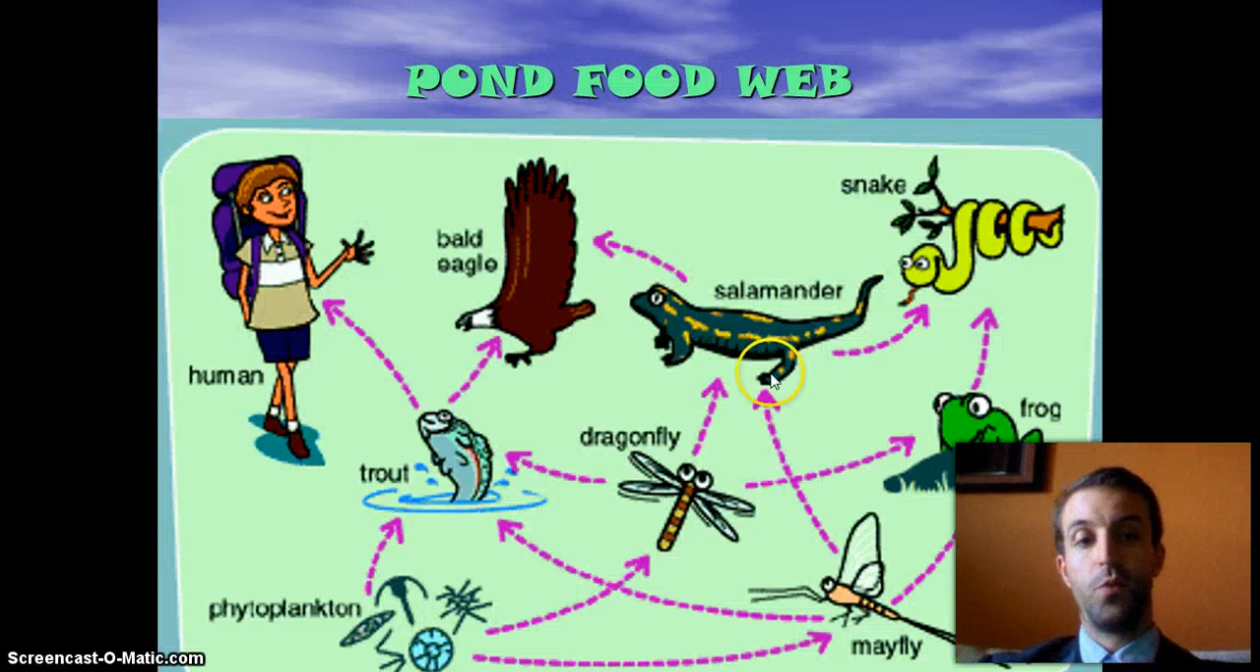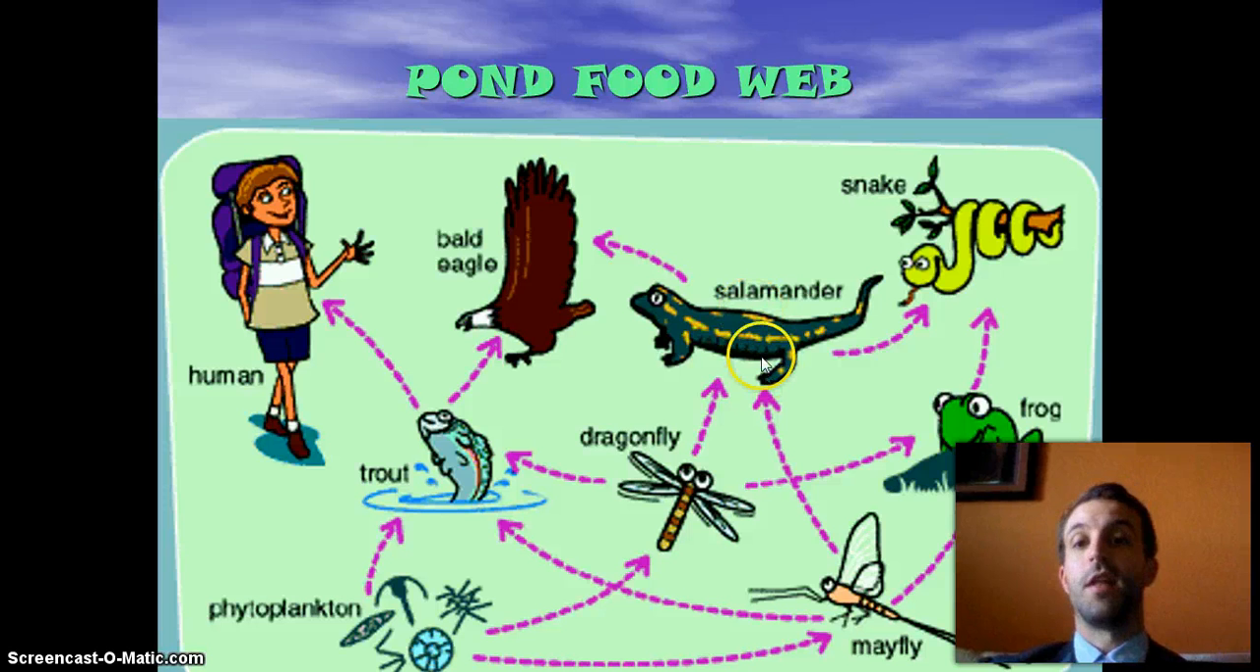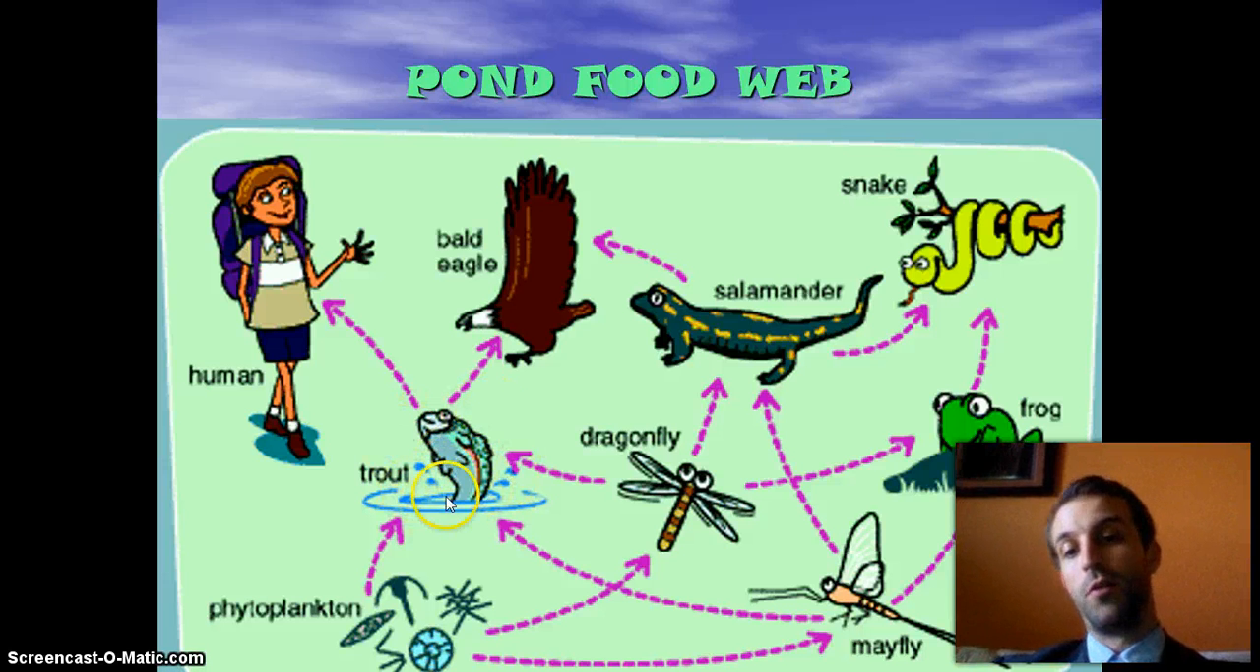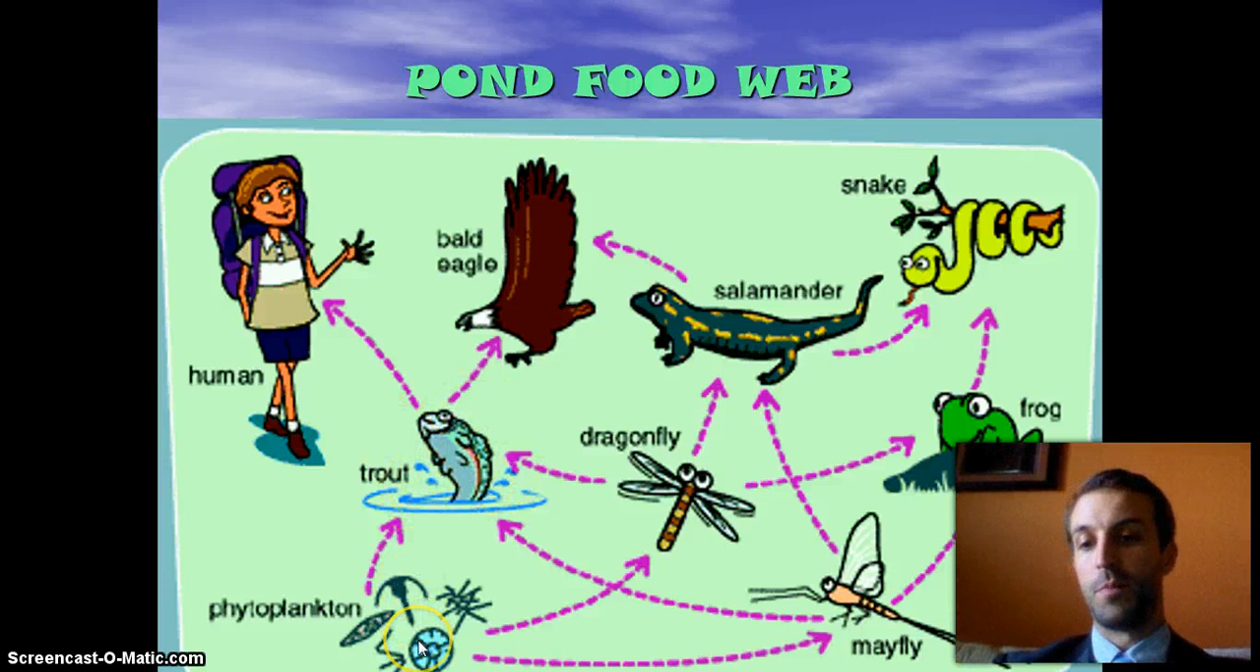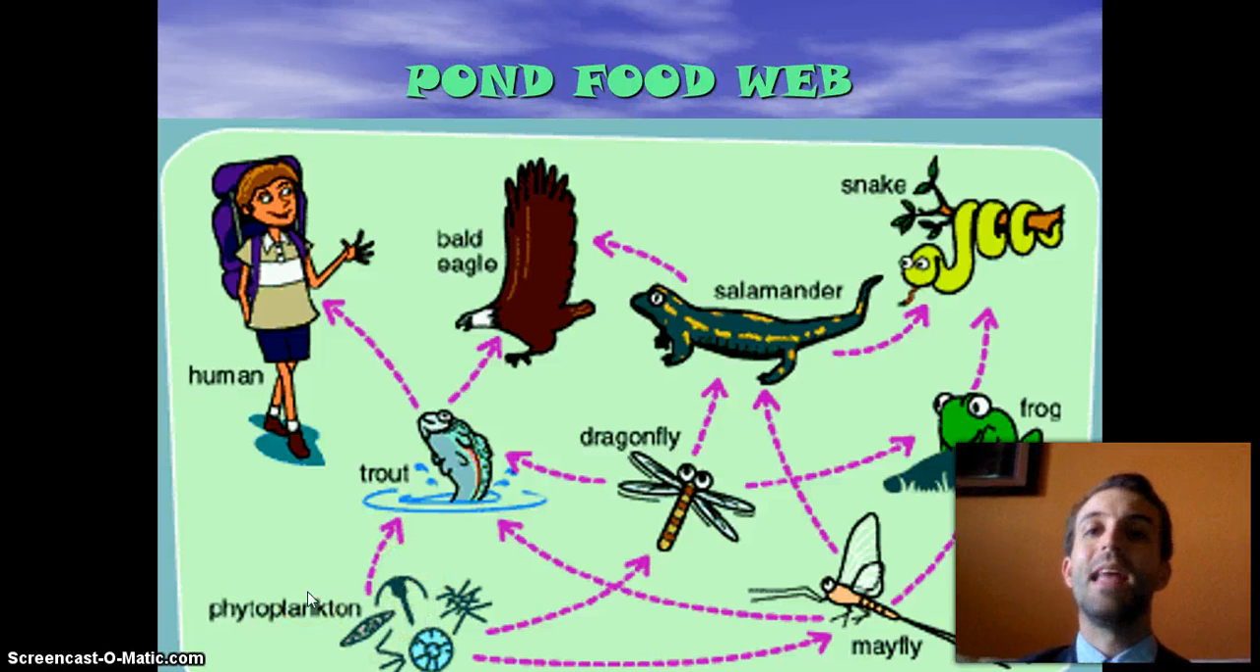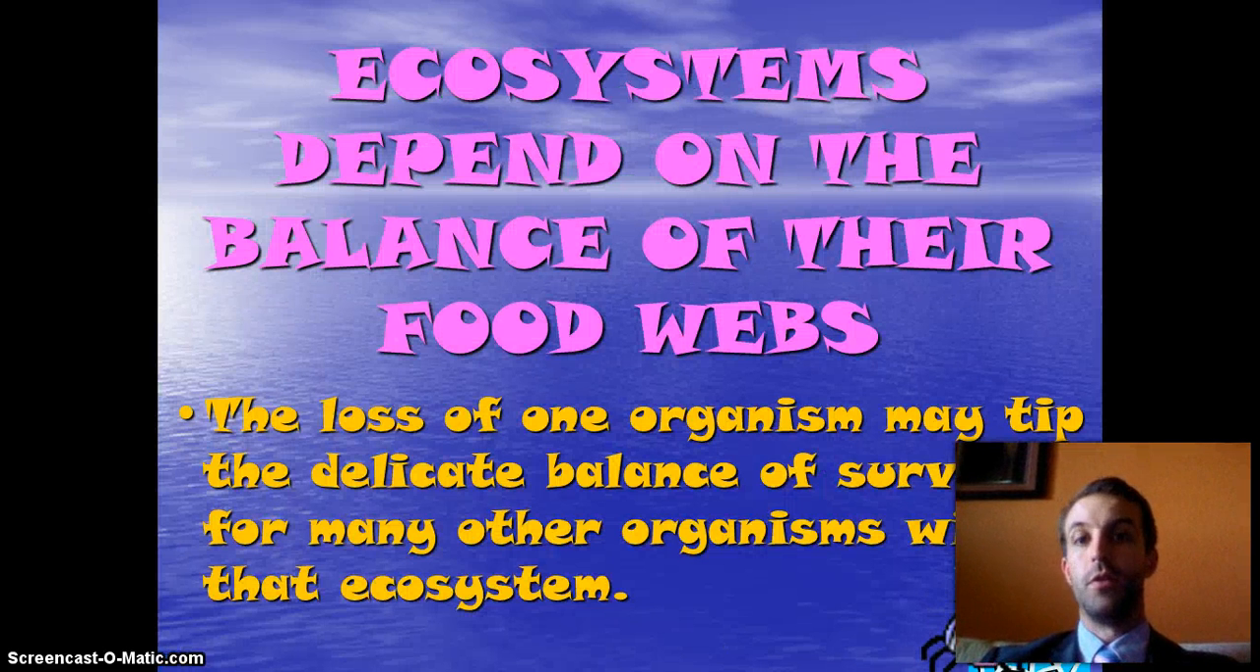In the case of this food web, if the frog dies, suddenly you have more mayflies and you have more dragonflies. That means you have more salamanders, and that means you have more bald eagles. But the more bald eagles you have, the more trout they're going to be eating, and so trout populations go down. And when trout populations go down, phytoplankton populations go up, and it is a cycle. This isn't to say that all of a sudden bald eagles are going to take over the world. It's just a cycle that keeps on going and going. Remember, if you lose one organism, you can potentially lose many.